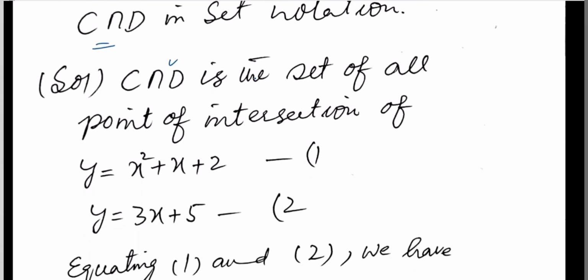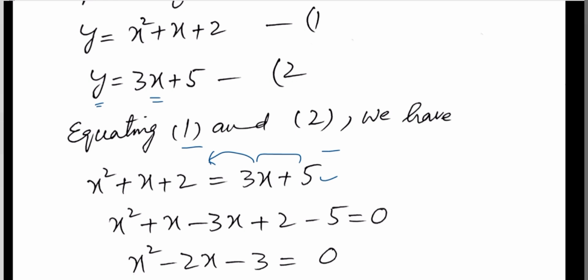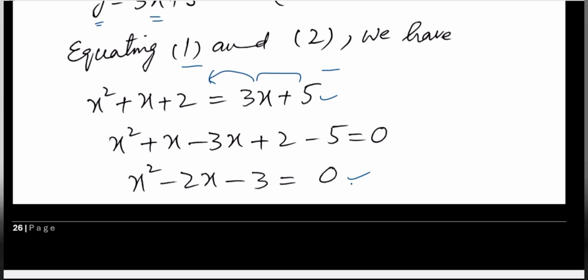C intersection D is a set of all points of intersection. C intersection D is simply the point of intersection of these two curves, these two equations. So I just find the point of intersection by substituting this value of y, that is 3x plus 5, in equation number 1, or by writing equations 1 and 2, we have x square plus x plus 2 is equal to 3x plus 5. By shifting 3x plus 5 to the left side, I have a quadratic equation x square minus 2x minus 3.